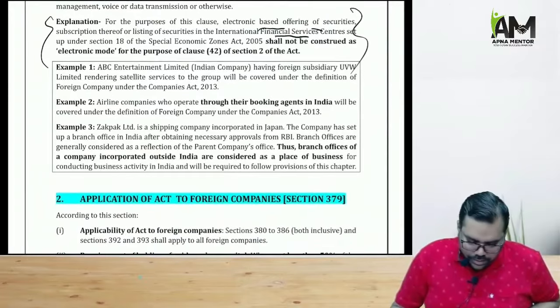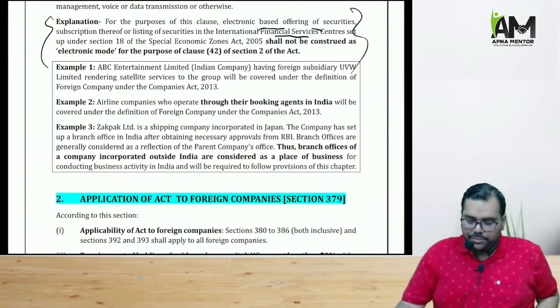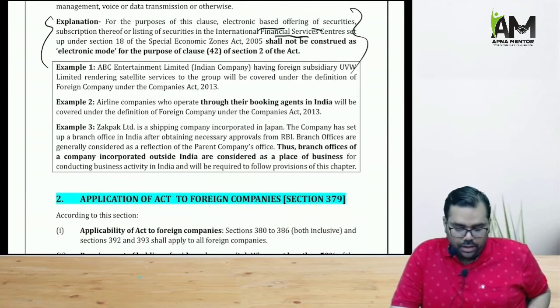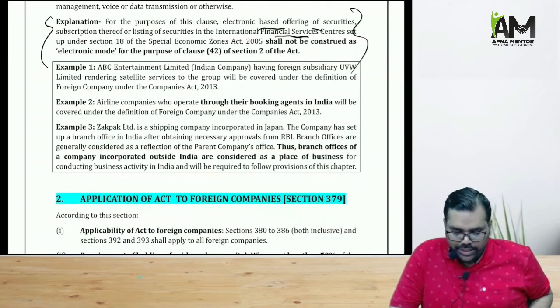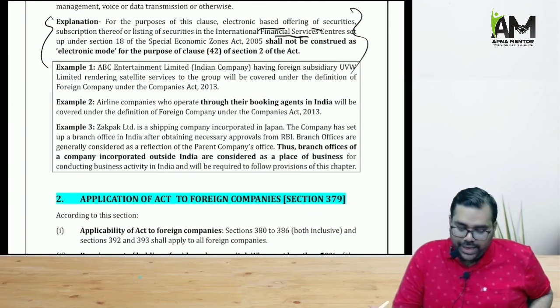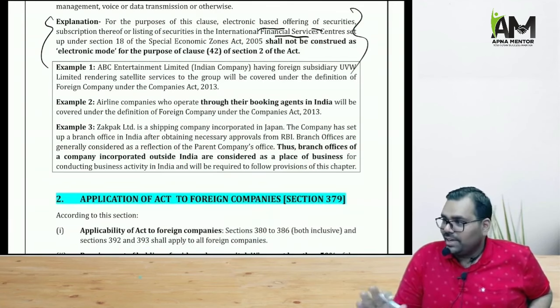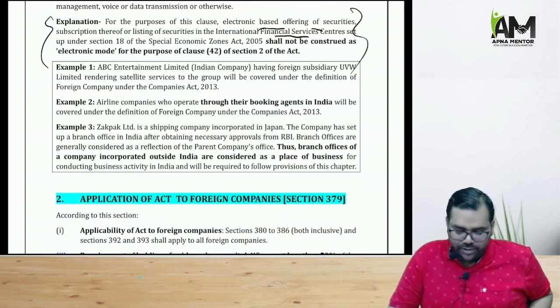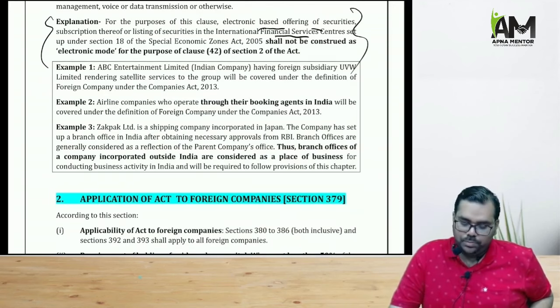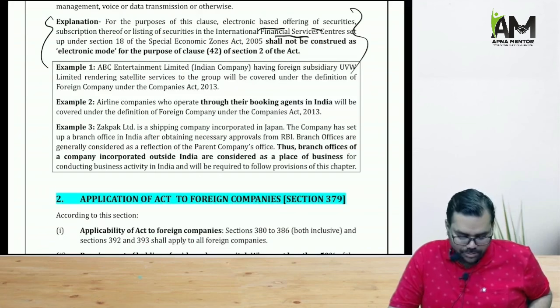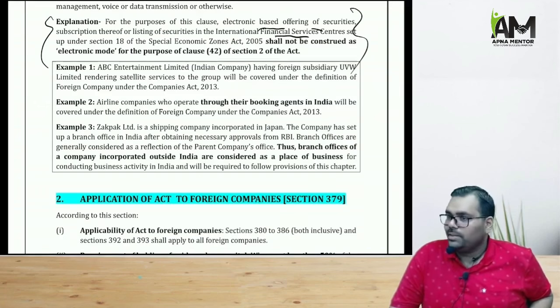So one example they have given: ABC Entertainment Limited, an Indian company, having a foreign subsidiary UVW Limited rendering satellite services to the group. So now there is one Indian company having one foreign subsidiary, and that foreign subsidiary is not having any place of business in India. That foreign subsidiary is providing satellite services to the group. Even they will be covered in the definition of foreign company.